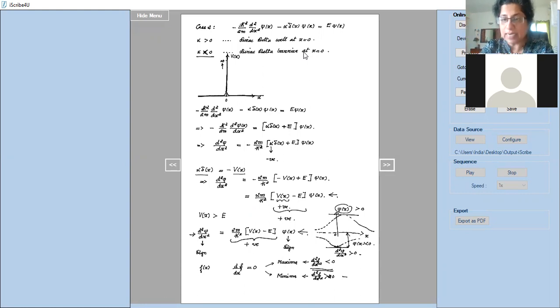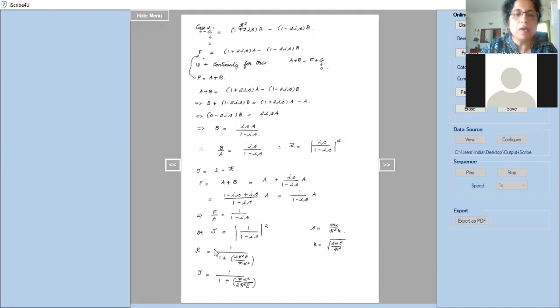only get scattering states. Now look at the earlier page, I have put down the reflection and the transmission coefficient, okay?